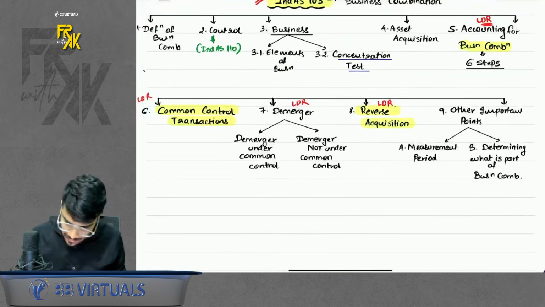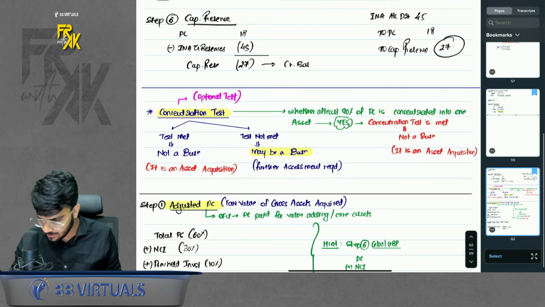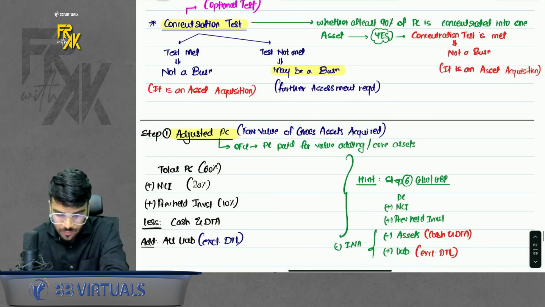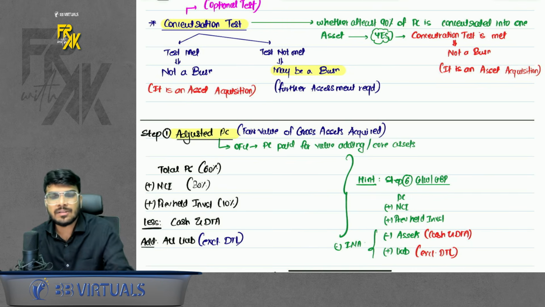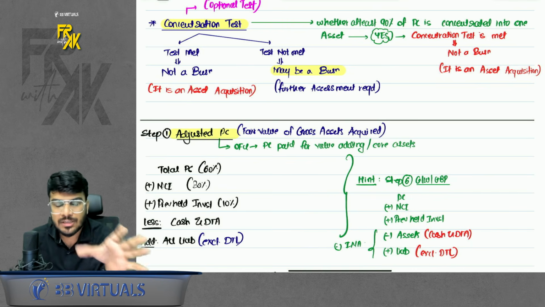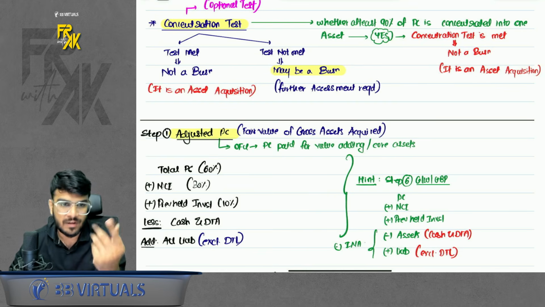Chalo. Now let's continue with the revision from concentration test, I guess, right? Chalo, come here. So what is the meaning of concentration test? First of all, this is an optional test. What do we check here? You have to check whether whatever PC you have paid, whether you have paid the PC for the whole business or you have substantially paid the PC for one asset.